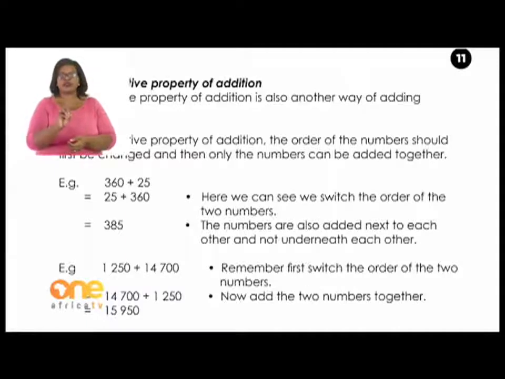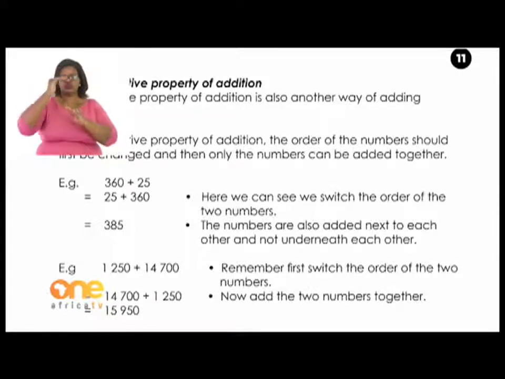360 plus 25. Here we've got only 2 numbers to add. Now when we apply commutative property, we first need to change the order of the numbers. And how do we change the order of the numbers? Here we write the 25 first, plus the 360. After we have changed the order, now we add it together. But as you see, we did not write it underneath each other, so we will just add it next to each other.